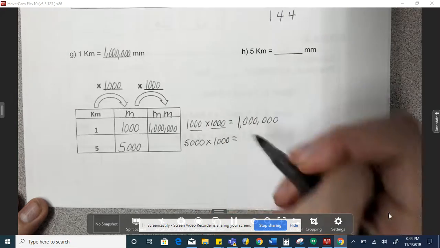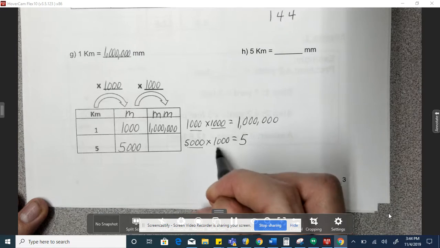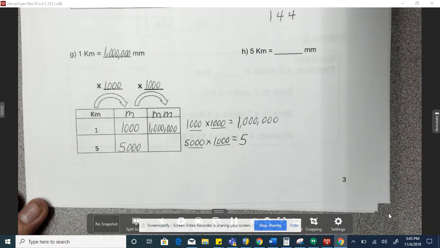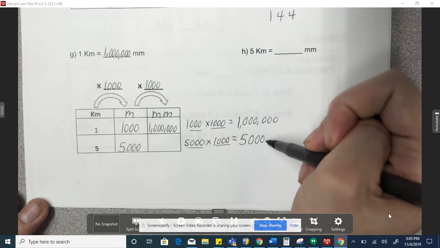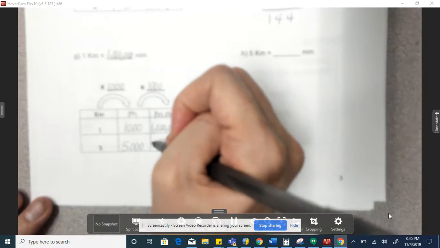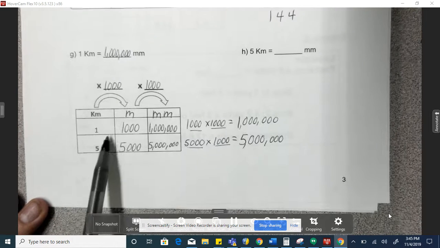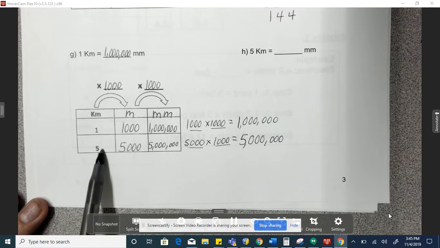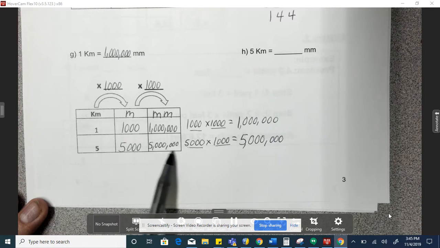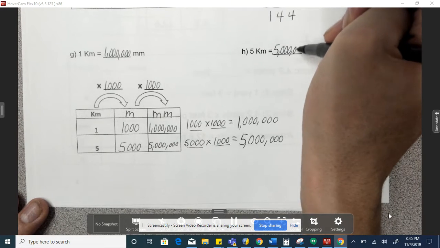Let's see. 5 times 1 is 5. 3 zeros plus the 3 zeros here are 6 zeros, so I'm going to put 6 zeros at the end. And look at that, 5 million. Something interesting to note is that there's 1 million millimeters here. 5 kilometers is 5 times more than 1 kilometer, and 5 million is 5 times more than 1 million. So the answer up here is going to be 5 million millimeters.